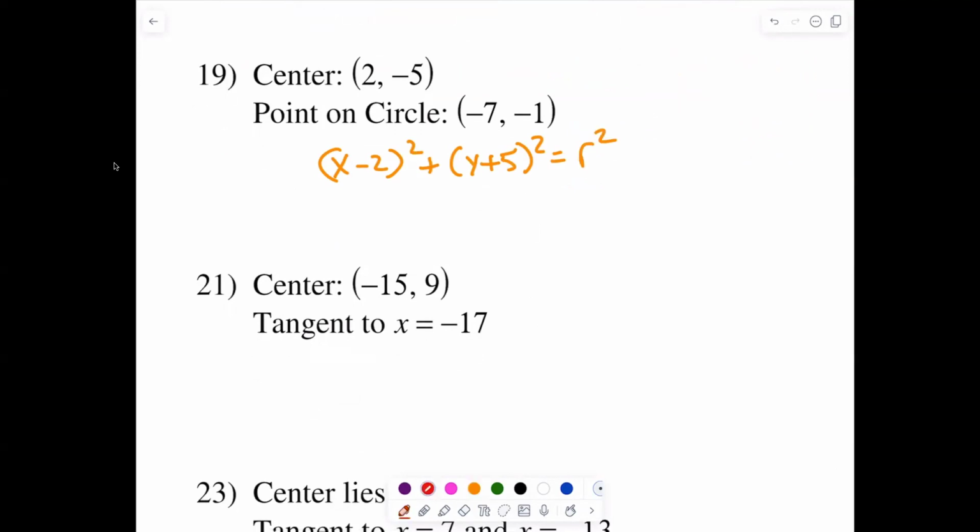Plug it in. Plug -7 in for what? And -1 in for what? Come on, guys, plug that in real quick. What do I get? Good job. 81 plus 16 equals R squared. So R squared equals what? 97. So I just cross out the R squared and put what? And there you have it.